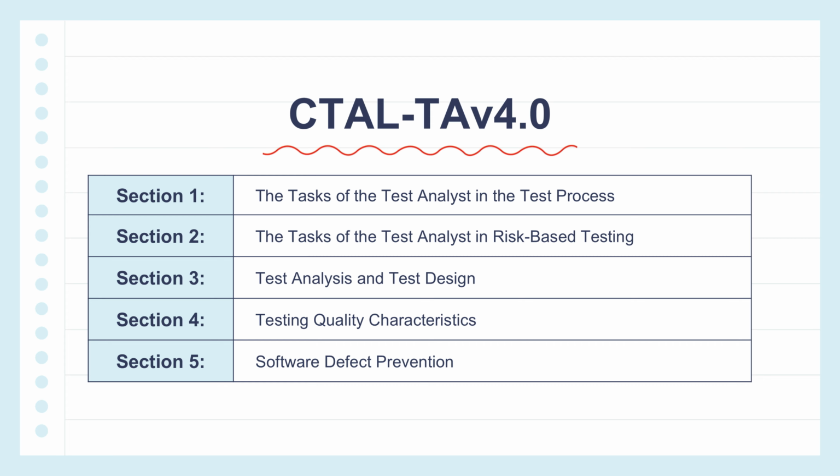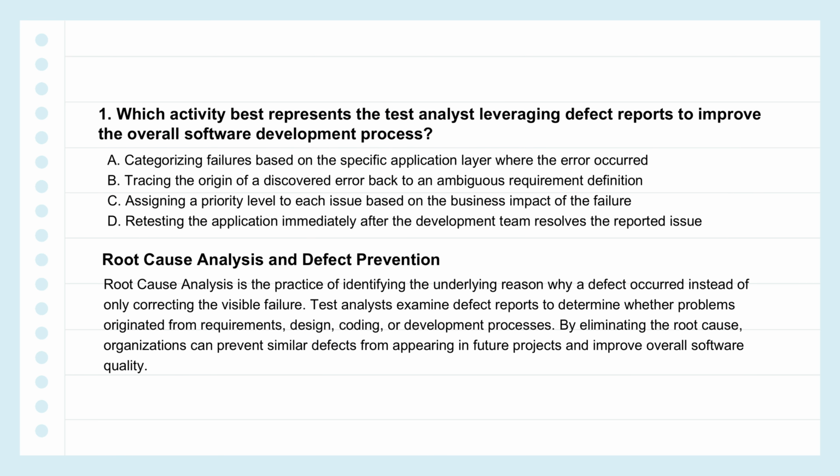Let's start right at the source of a potential disaster. Question 1. Which activity best represents the test analyst leveraging defect reports to improve the overall software development process? The correct answer is B. Tracing errors back to ambiguous requirements prevents future issues, which supports continuous process improvement.